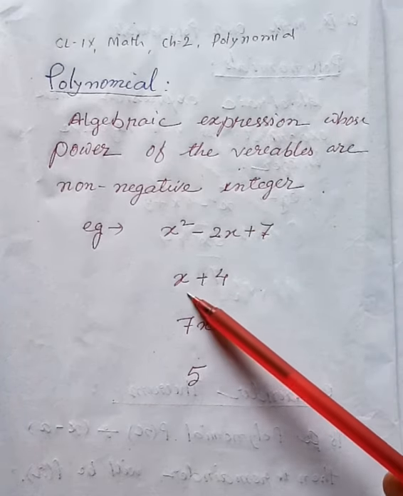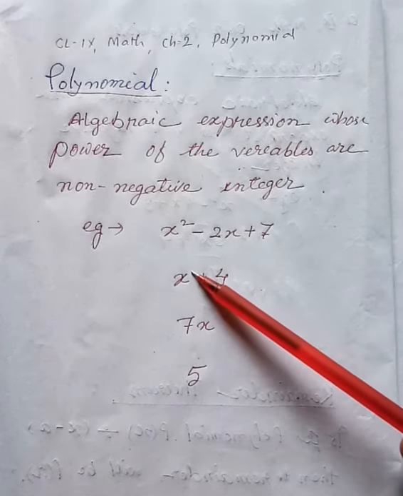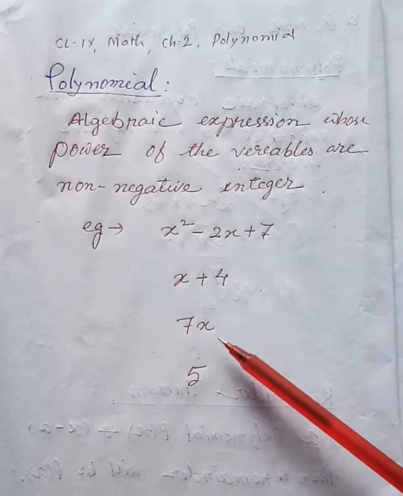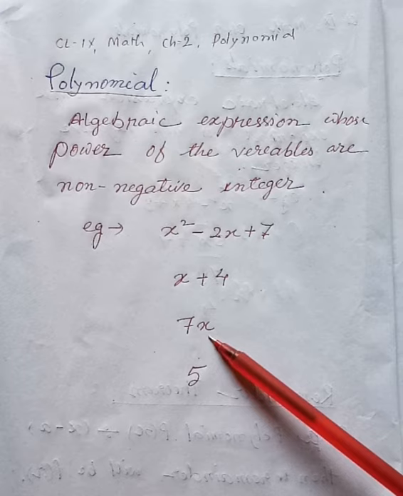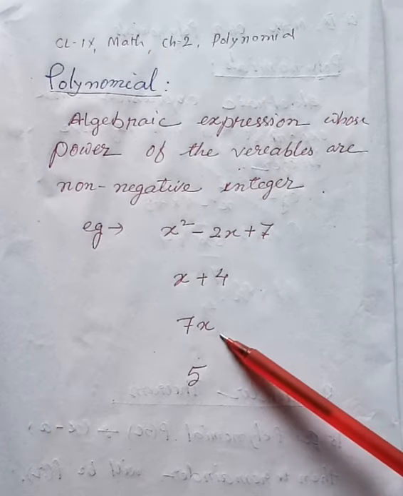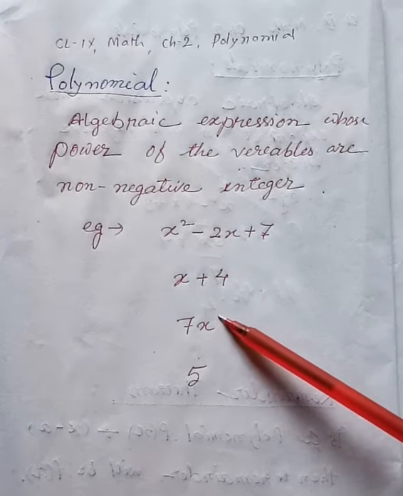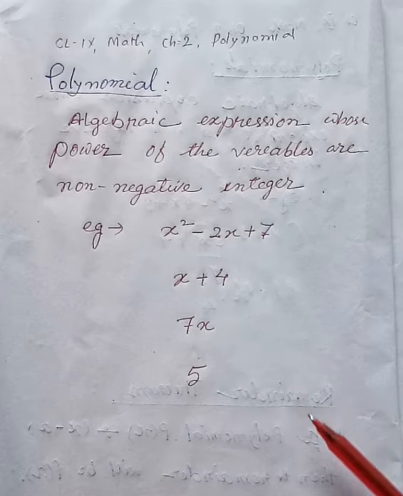And this is also a polynomial because the power of the variable is 1. That is a non-negative integer. This can also be considered a polynomial. In this algebraic expression, the power of the variable is a non-negative integer, that is 1.